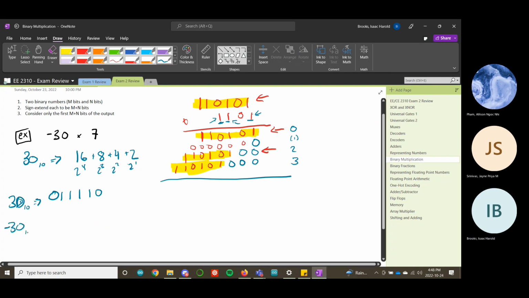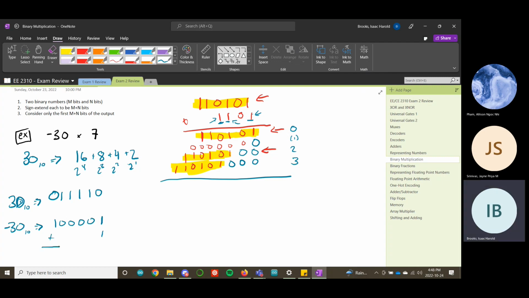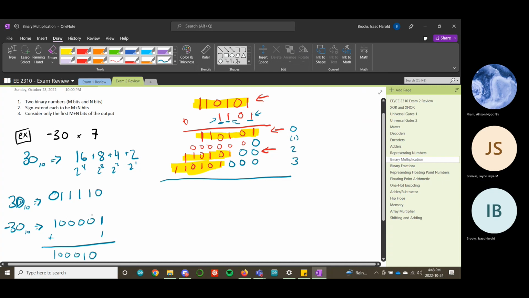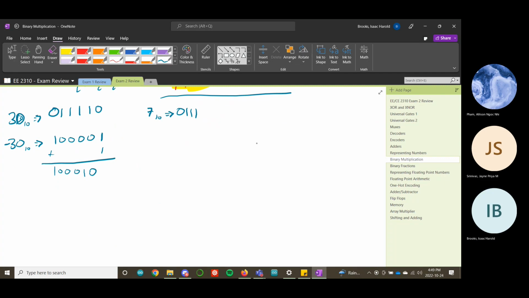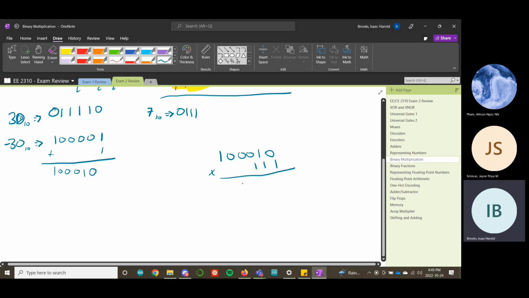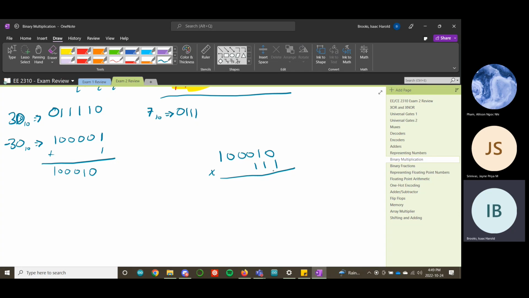A negative 30 in base 10: we flip all these bits, 1, 0, 0, 0, 0, 1, add 1, 1, 0, 0, 0, 1, 0. This is our negative 30. Let's get our 7 in base 10, which is just 1, 1, 1, and we can do a leading 0 to show that it's positive. So here are our numbers. Negative 30 is 1, 0, 0, 0, 1, 0. 7 is 0, 1, 1, 1. We're multiplying. The result of this multiplication is going to be longer than either of these two. This one is 1, 2, 3, 4, 5, 6 bits. This one is 3 bits.